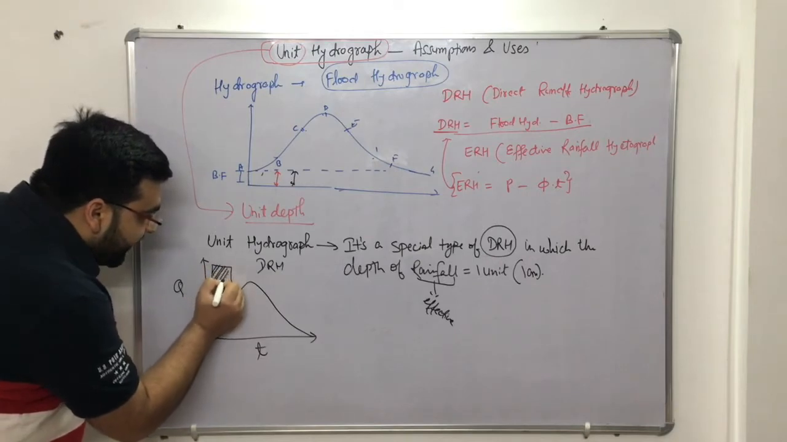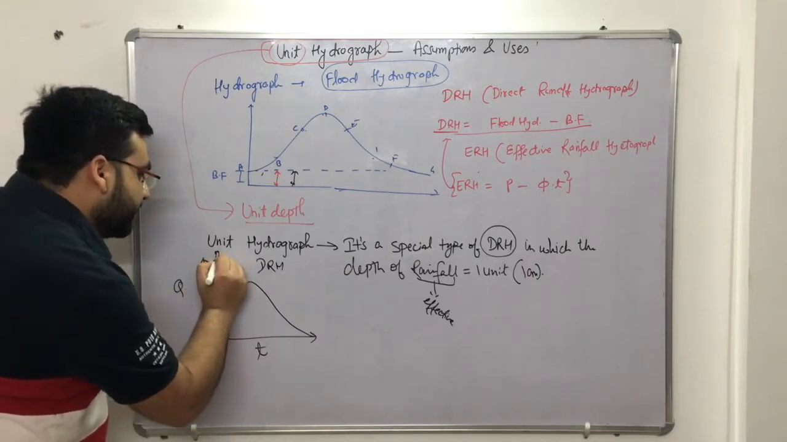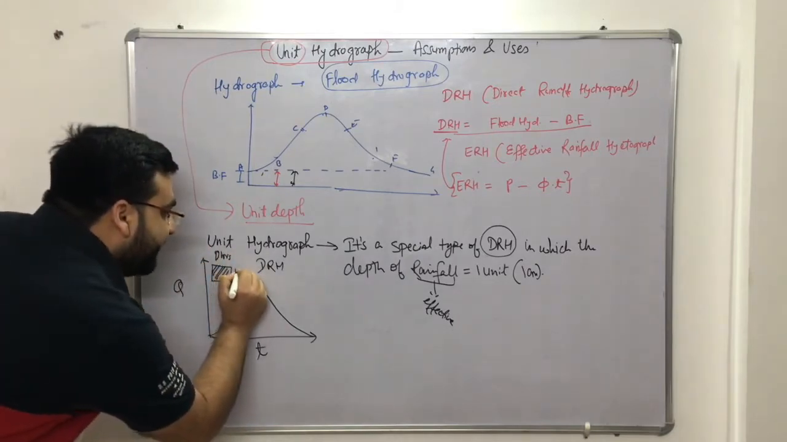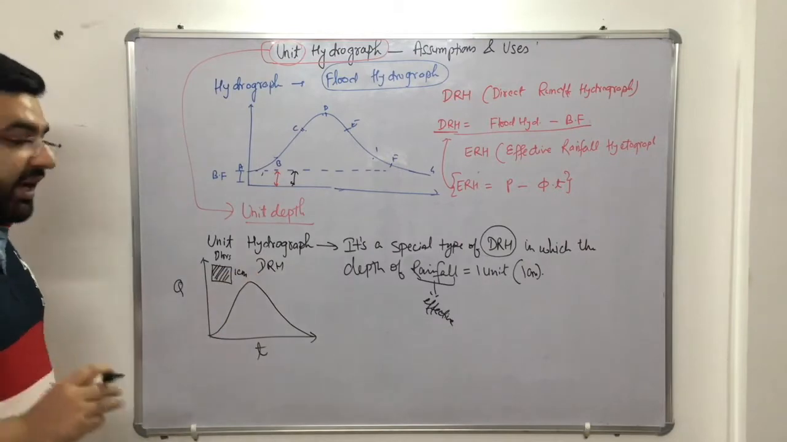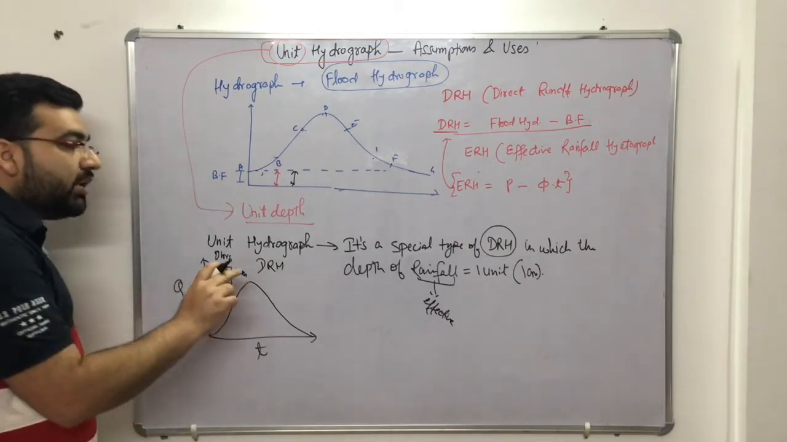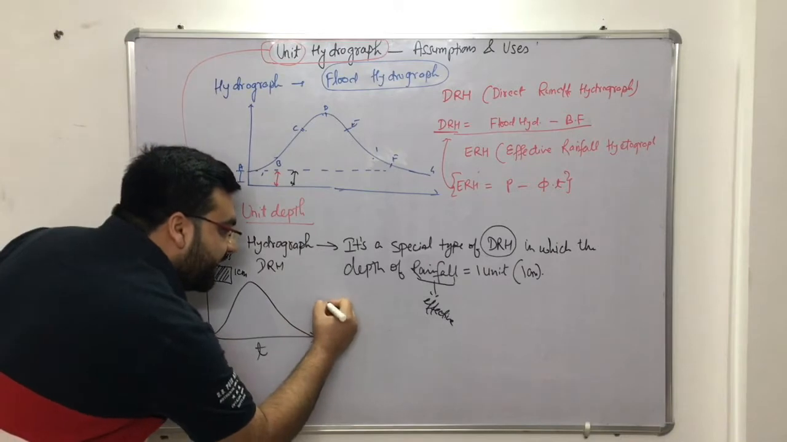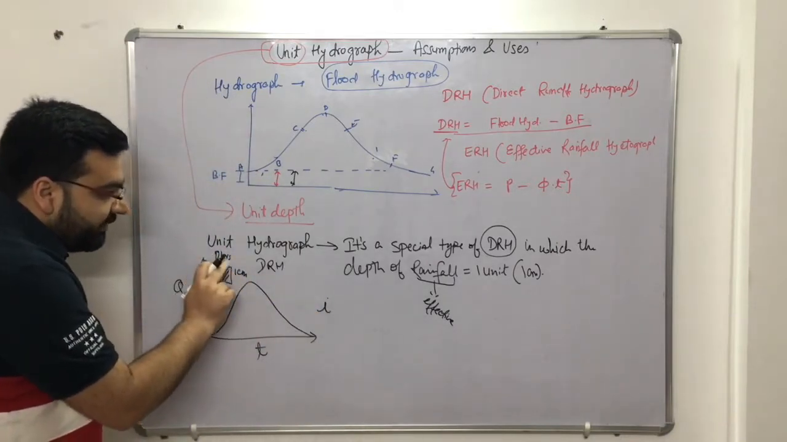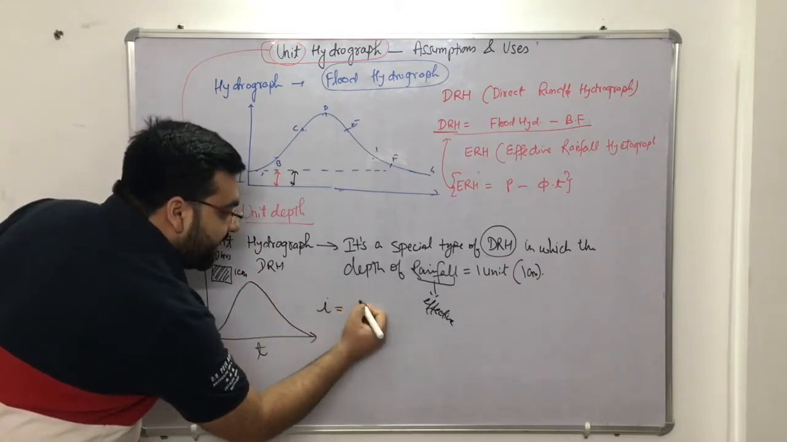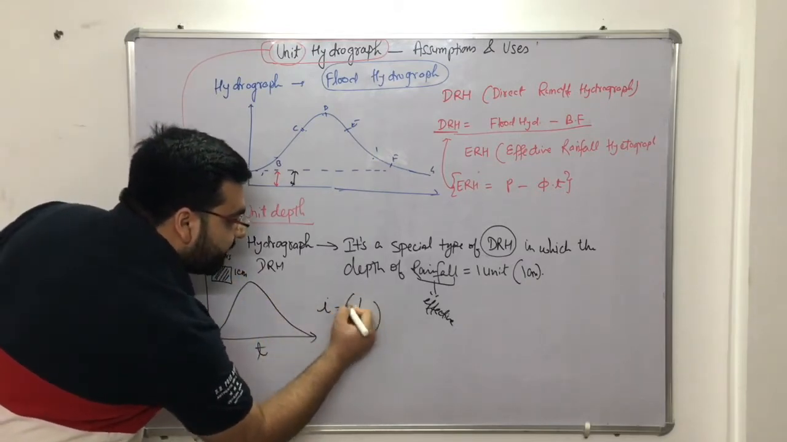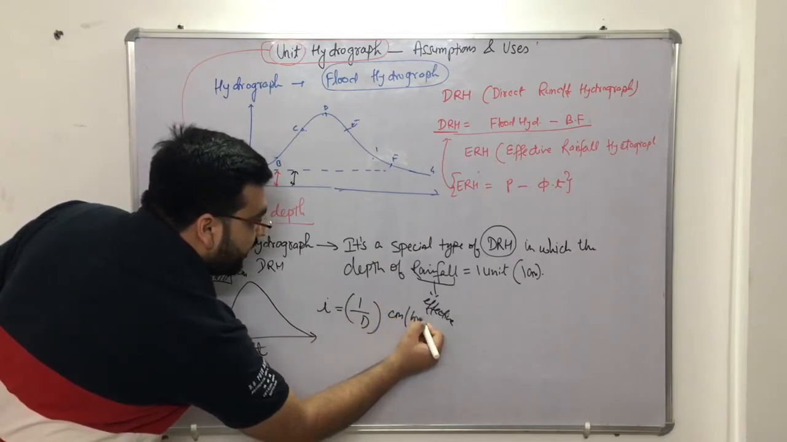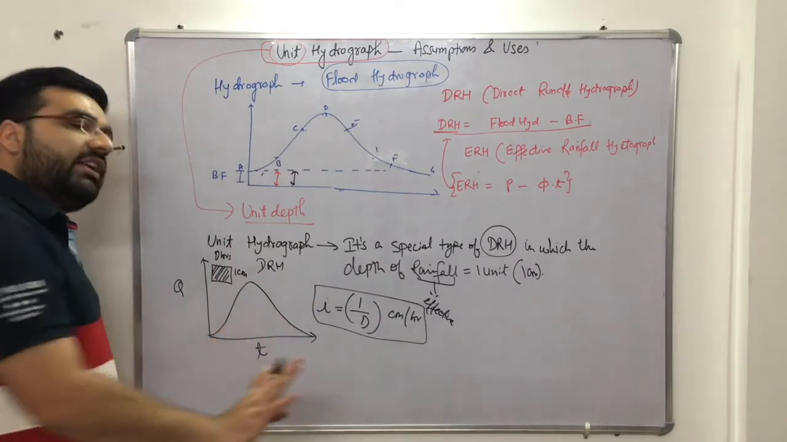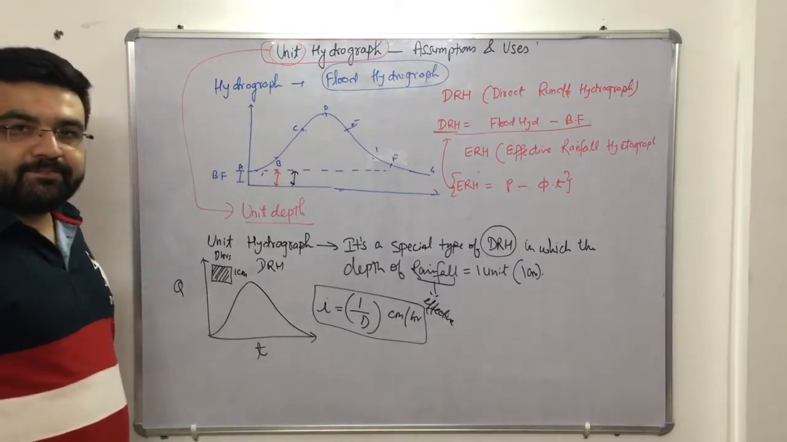Okay. Now it has a rainfall intensity for d hours. But for how much depth? Only 1 centimeter depth. It means that if you want to calculate the rainfall intensity I, how can you determine it? This is 1 centimeter for d hours. So rainfall intensity will be equal to 1 upon d centimeters per hour. So from a unit hydrograph, you can easily determine the rainfall intensity also. Clear?